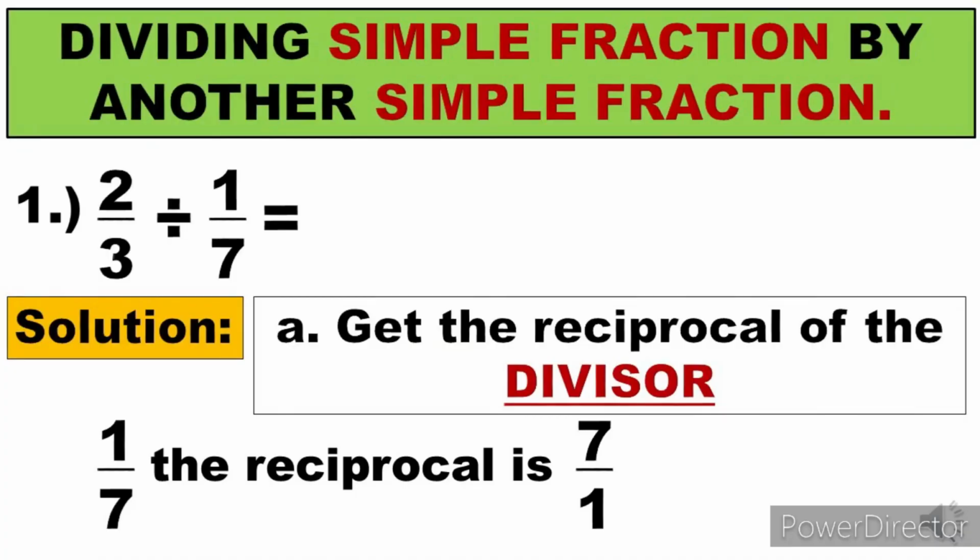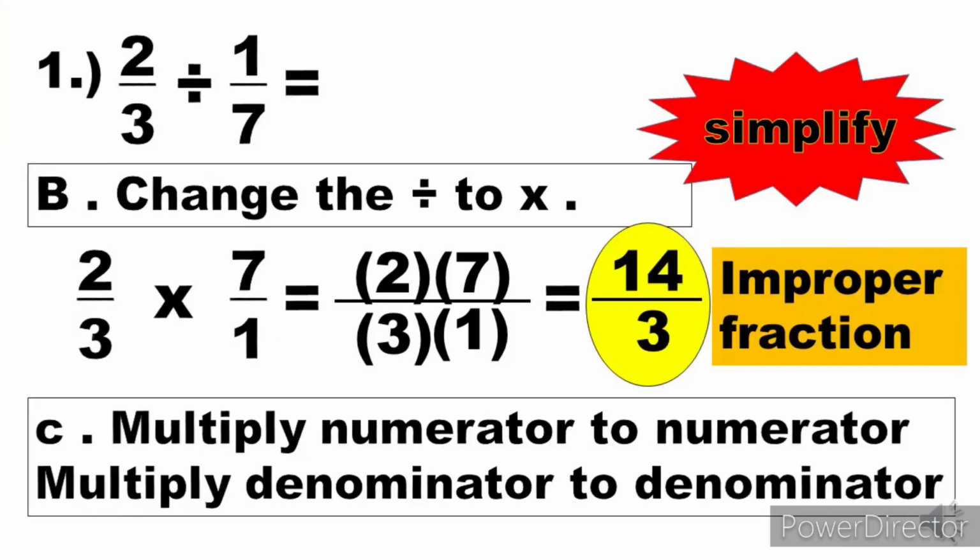Okay, now let's have dividing simple fraction by another simple fraction. Okay, number 1 example, 2/3 divided by 1/7. So, the solution is to first, get the reciprocal of the divisor. So, meaning yung kabaliktaran ng divisor natin, which is ang divisor natin is 1/7. The reciprocal is 7/1. Okay, the next, after natin nakuha ang reciprocal ng divisor, i-change natin yung divide sa multiply.